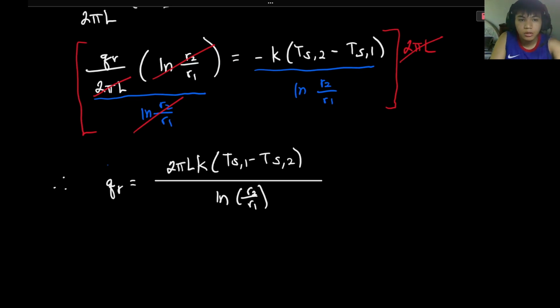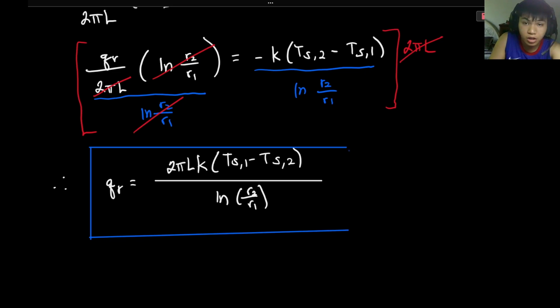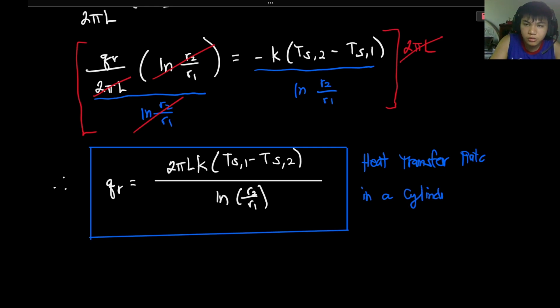Let's just box this. Okay, so this is our heat transfer rate in a cylindrical system.